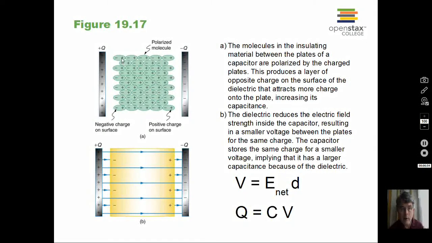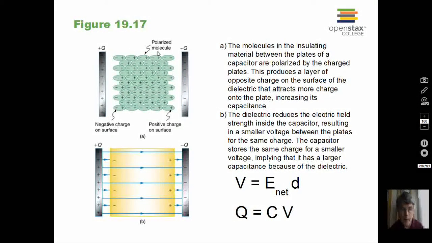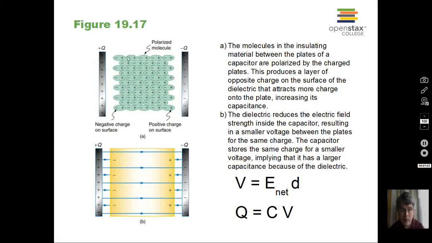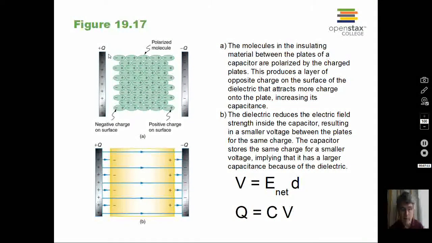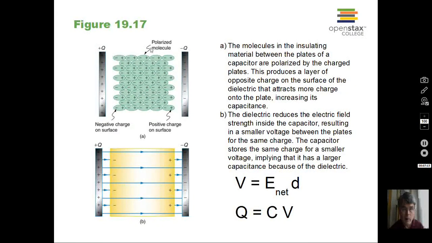The electric field of the dielectric points to the left. The electric field of the plates points to the right. And the net electric field is now smaller between the two plates. Again, the electric vectors add together. We have an electric field to the right from the plus Q minus Q arrangement. We have an electric field to the left from each of the molecules here. And the net electric field is then smaller.